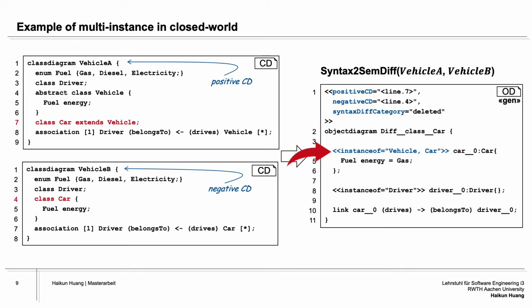In addition, you can see we add a label instance of to show the superclasses of the current instance. In positive CD on line number 7, we can find that class car extends vehicle, and in the negative CD on line number 4, we can find that class car has no superclasses. But in the OD, the class car is an instance of vehicle and car. So this generated OD is only valid for positive CD, not for the negative CD.